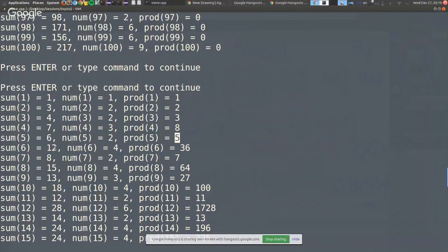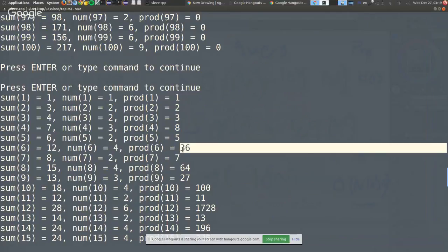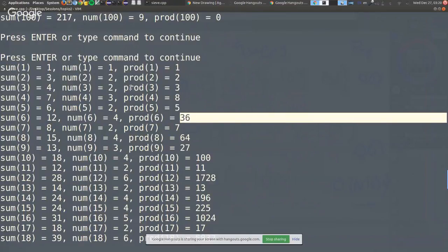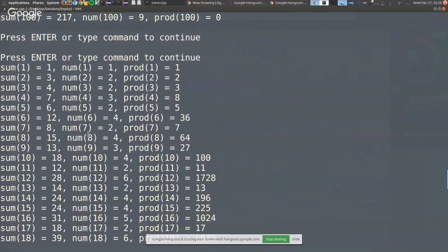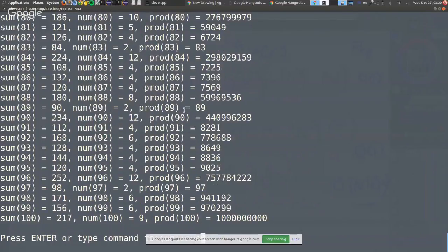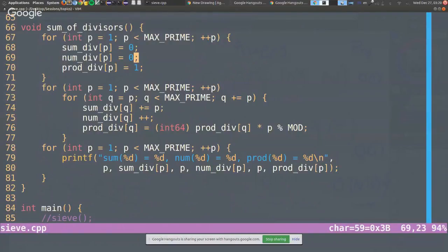The 6 has the divisors 1 and 2 and 3 and 6, so they sum up to 12. And the number of divisors here is 4, and the product is 6 times 6, so it's 36. And so on. So we can find here the sum of divisors, number of divisors, product of divisors, those all here. So I hope this part is clear.